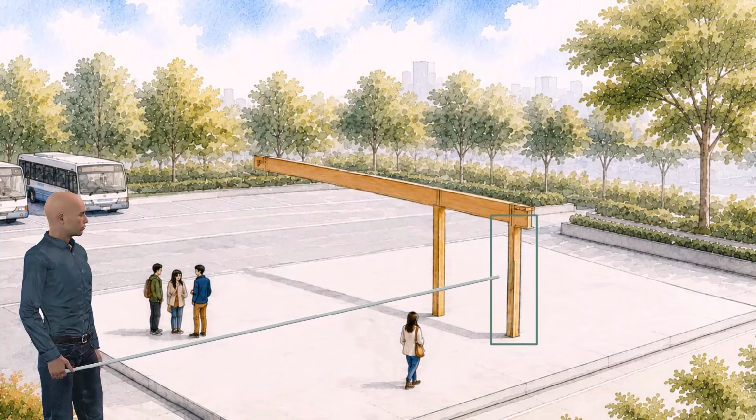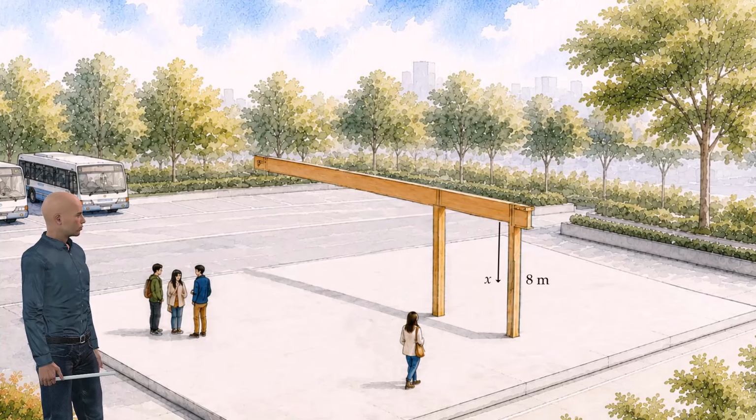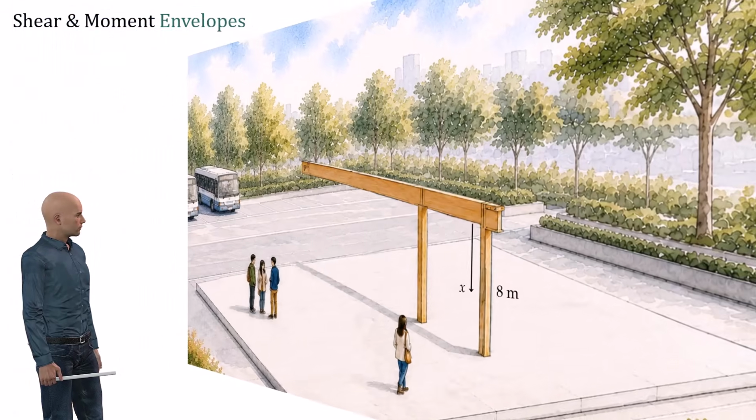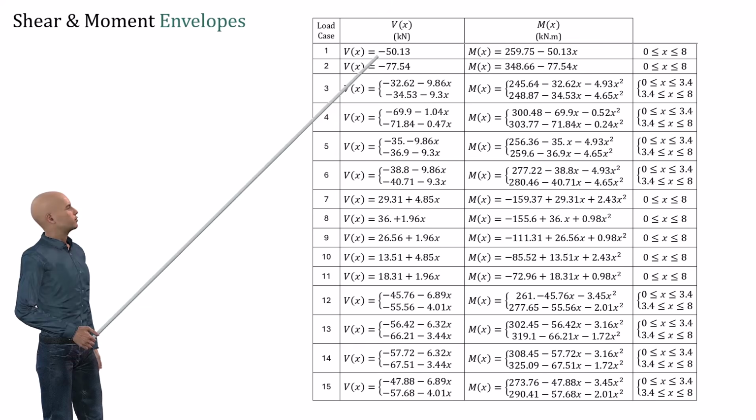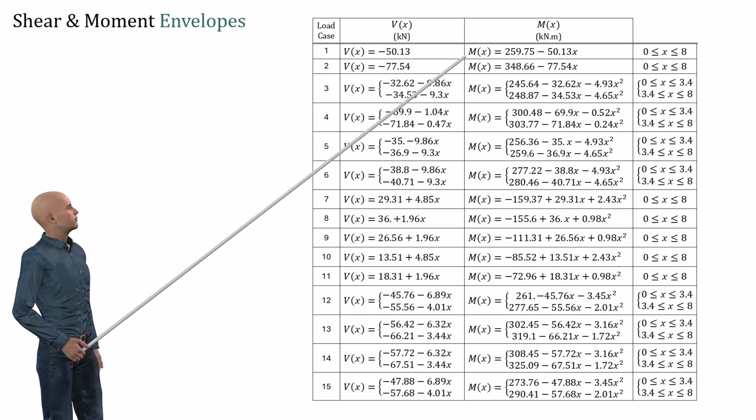We want to construct the shear and moment envelopes for the column. The column has a length of 8 meters. To write the shear and moment equations for it, we use the top of the column as the origin, with x pointing downward. This table shows the shear and moment equations for the column. The table consists of 15 rows with 1 row for each load case. Each row gives the shear and moment equations for the column under that particular load case. For example, for load case 1, the shear is constant, and the bending moment is defined by a linear equation.